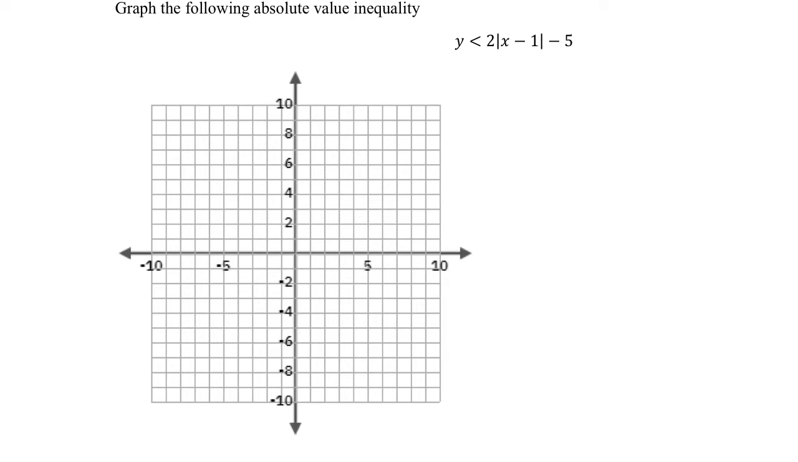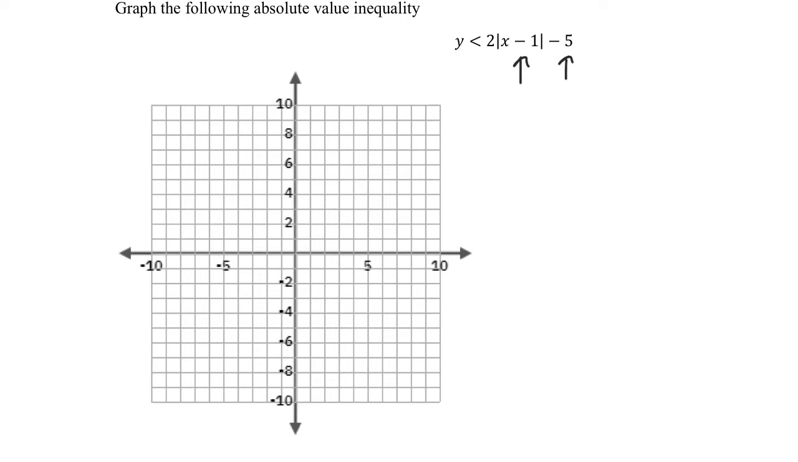Graph the following absolute value inequality. So first, we're going to graph this just like we would a regular equation. We're going to use transformations and a little bit of plugging in x values to graph this. First I see that there's a -1 on the inside and a -5 on the outside.